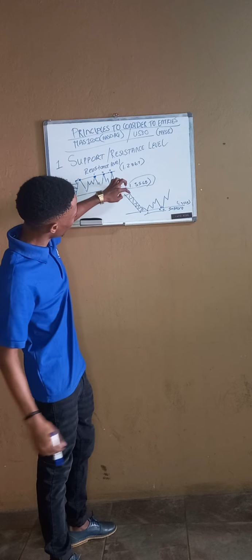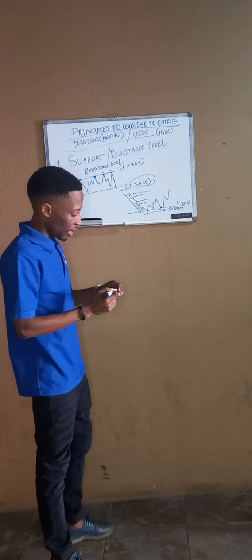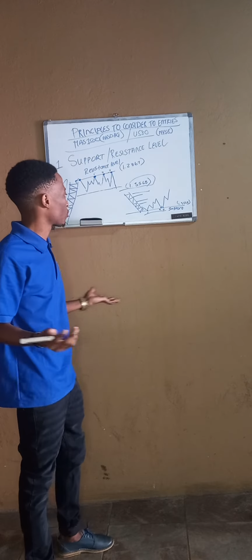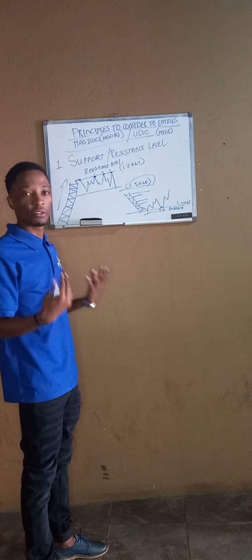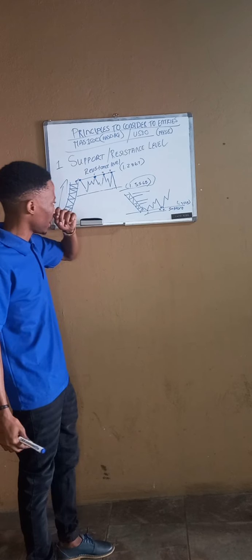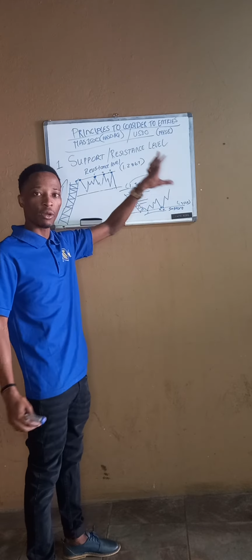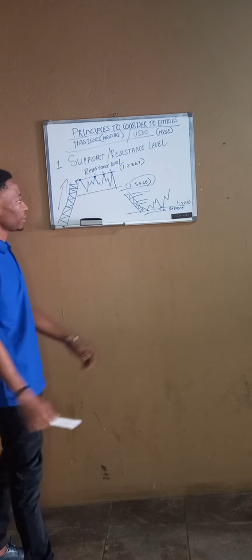At these prices here, buyers were nowhere to be found, because they didn't have strength. Now when it reaches this price of a support level, they gain strength. Now they go for an upper movement or upper momentum.